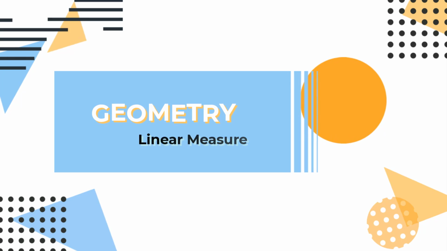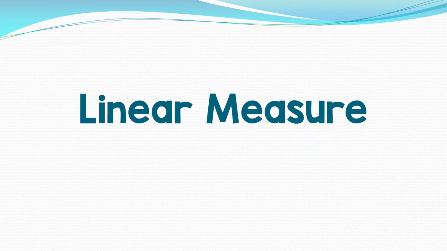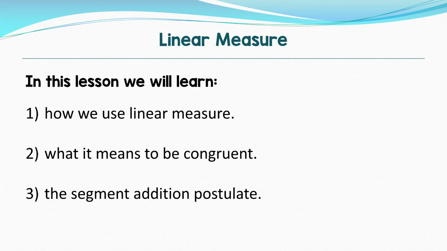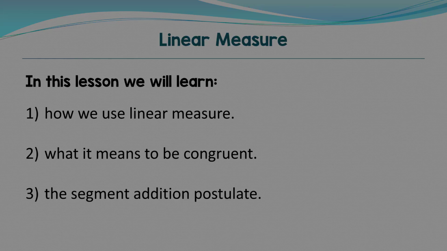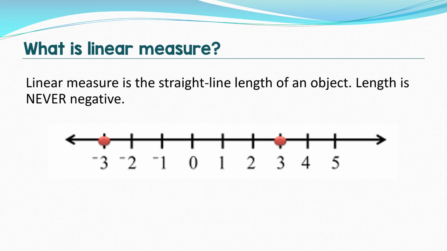So let's get started. Today we're going to look at linear measure and what all that means. We're talking about how we use linear measure, what it means to be congruent, and then we'll look at the segment addition postulate. Linear measure is quite simply the measurement of something in a straight line. If I wanted to measure my table and see how long it is, I'd measure the straight distance down the table.